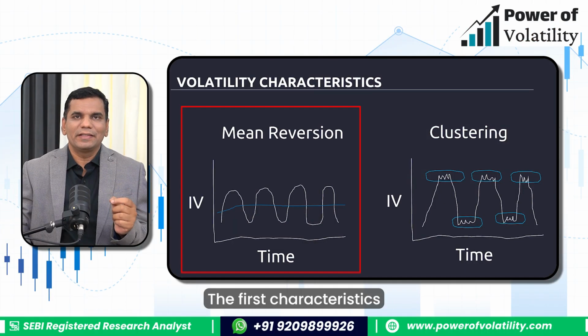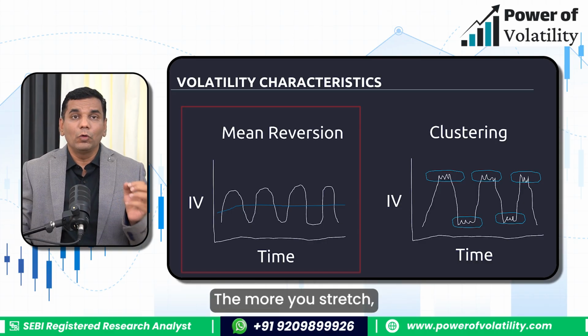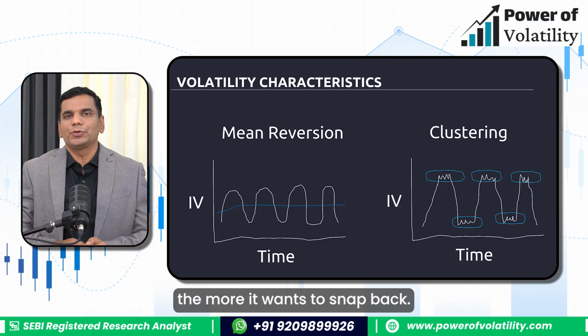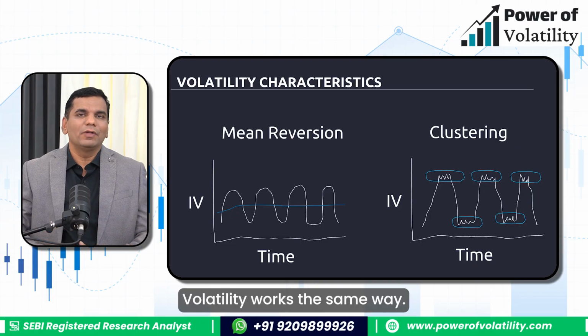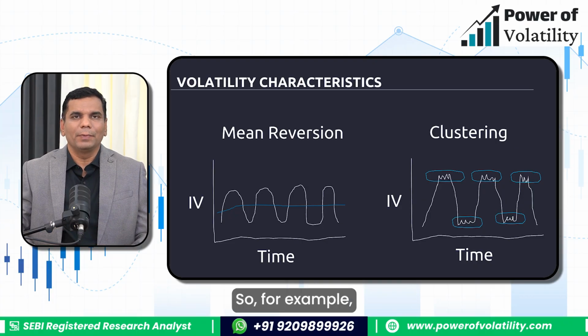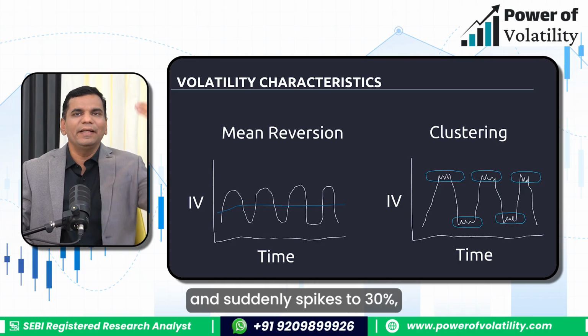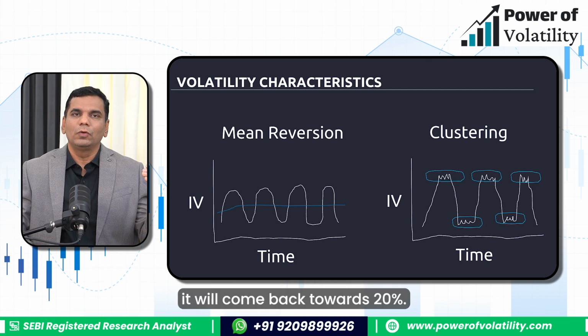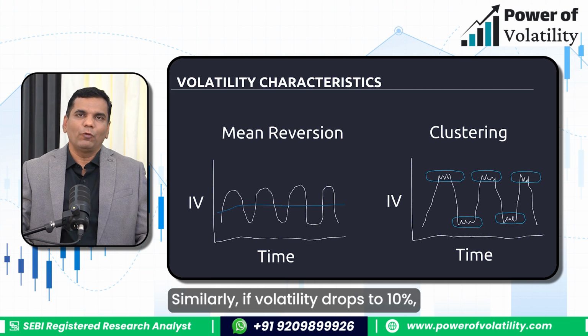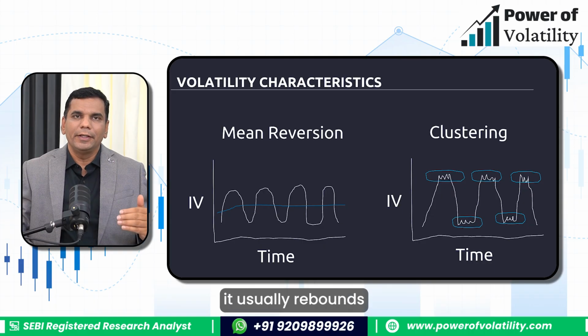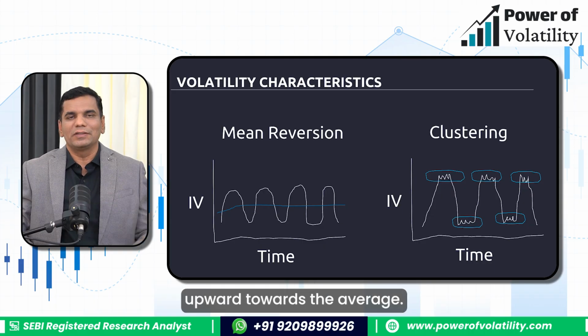The first characteristic is mean reversion. Think of it like a rubber band. The more you stretch, the more it wants to snap back. Volatility works the same way. So for example, if the stock's long-term volatility is 20% and suddenly it spikes to 30%, chances are that it will come back towards 20%. Similarly, if volatility drops to 10%, it usually rebounds upward towards the average.